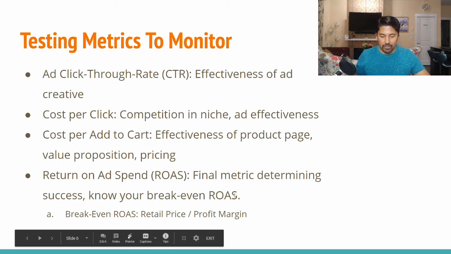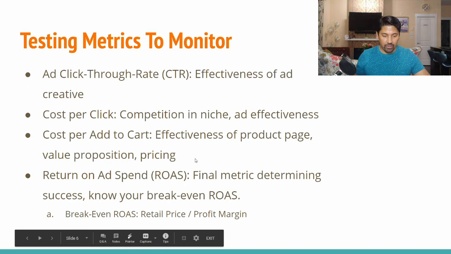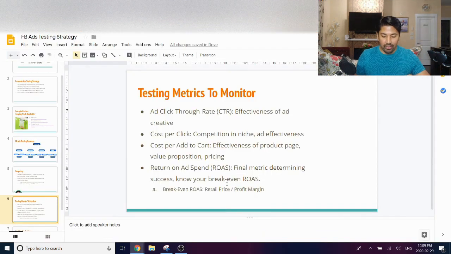I have a small formula here that should be useful. The break-even ROAS is your retail price of the product divided by your profit margin. For example, let's say this hanging trash bag holder. Let's go back to our AliExpress. Let's say the cost of this after shipping is about $5. You choose to sell it at $20, right? So your profit margin is $15, and your retail price is $20. Your break-even ROAS is going to be 20 divided by 15, so about 1.33. That means if your return on ad spend is above 1.33, you are profitable. If it's below that, you're losing money, okay? That should ultimately be the main metric you look at to evaluate the success of your product.